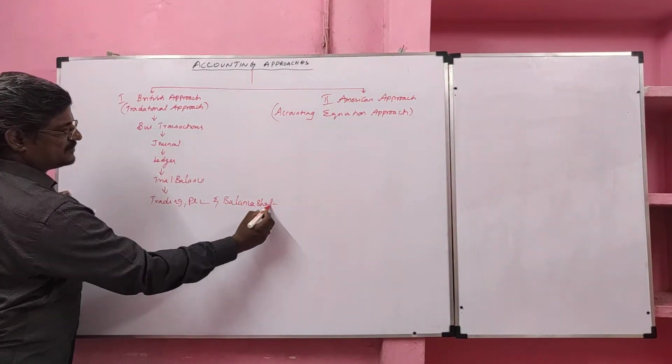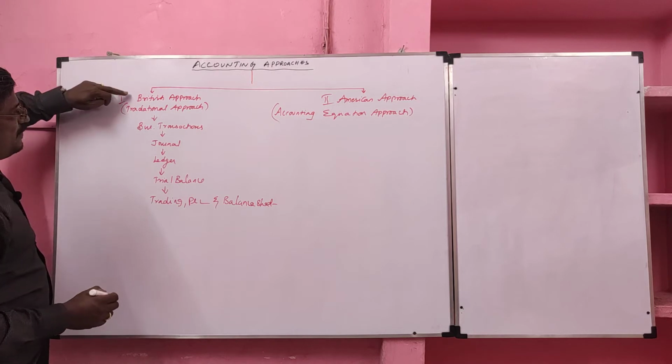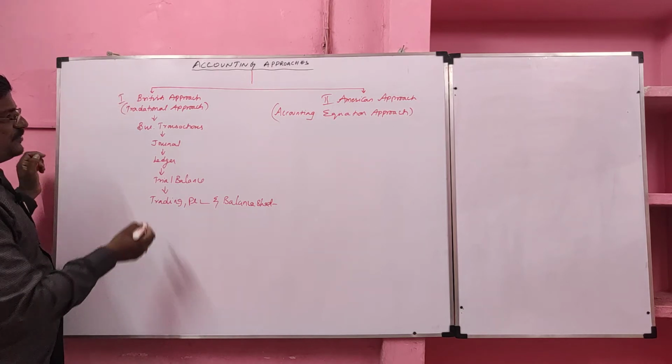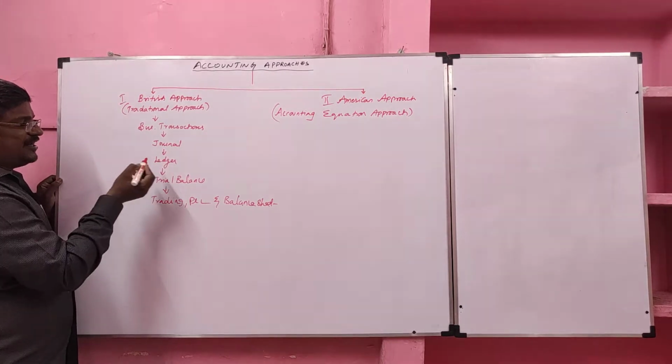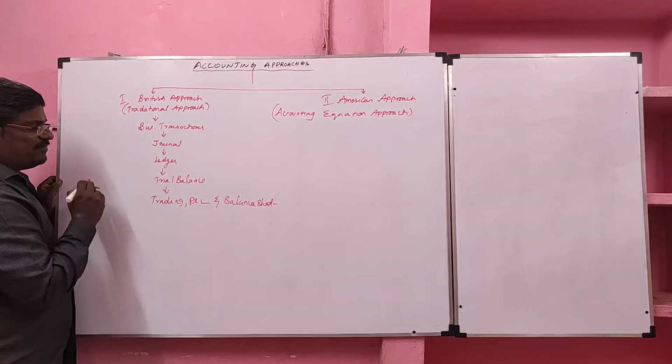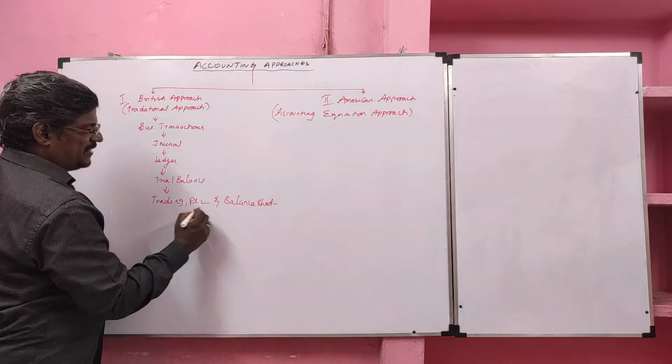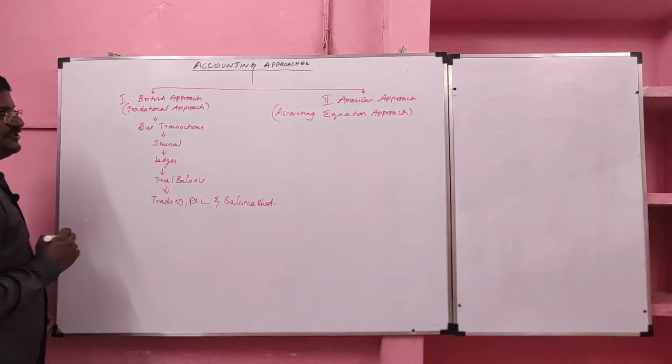Once again, students, under British approach, business transactions are given. We should convert business transaction into journal, journal into ledger, ledger into trial balance. With the help of trial balance, we can prepare trading profit and loss account and balance sheet.